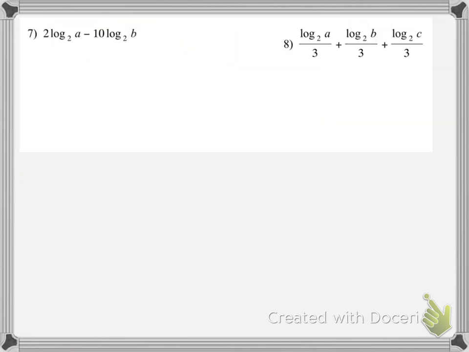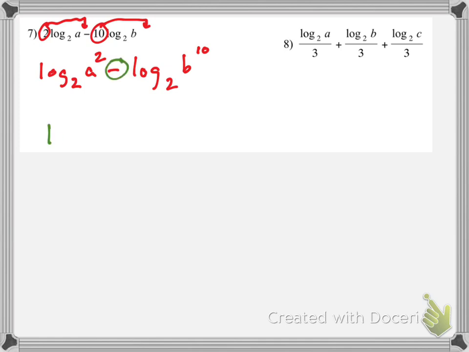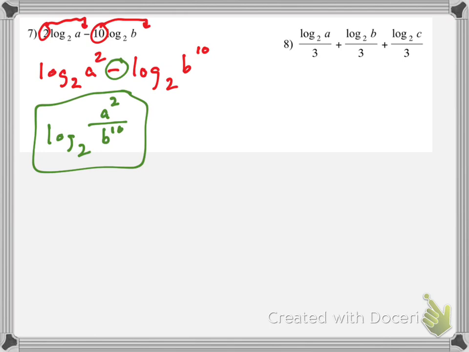All right. Oh my gosh. We're not going to do a multiplication apparently. Oh yeah, we are. Number 8. Number 7 is the same thing. So this is log base 2 of a to the 2nd, because the 2 gets moved here, minus log base 2 of b to the 10th. Here's our subtraction. So I have log base 2 of a squared over b to the 10th. Okay? Sorry about that. We had 3 of the same problem.